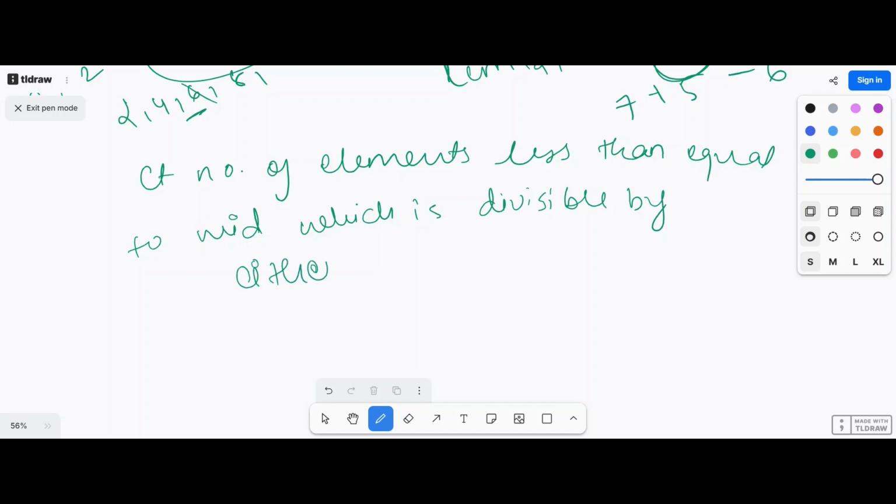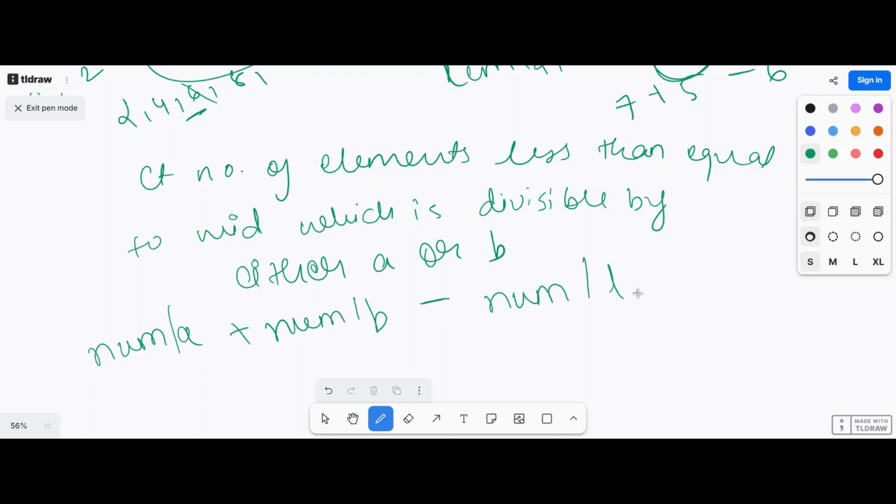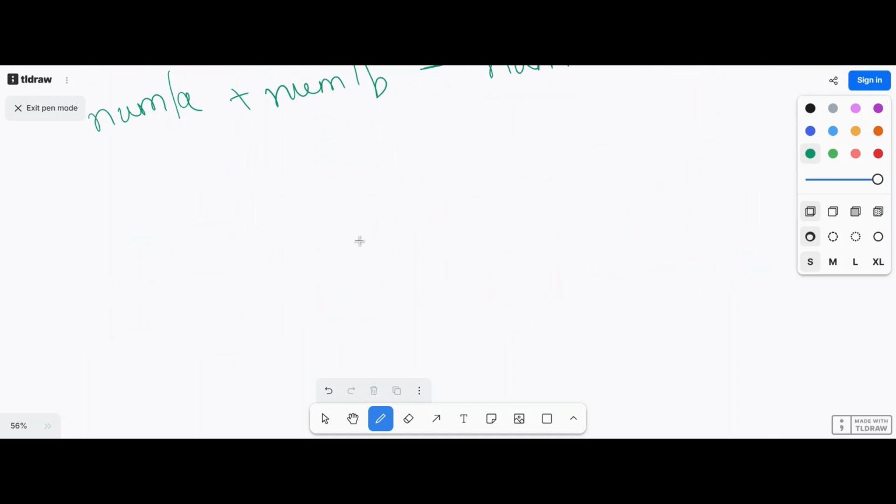They have said either A or B, not both. If both, then simply LCM for sure. So it should be number divided by A plus number divided by B minus number divided by LCM of A and B. Now, let me just clarify you.